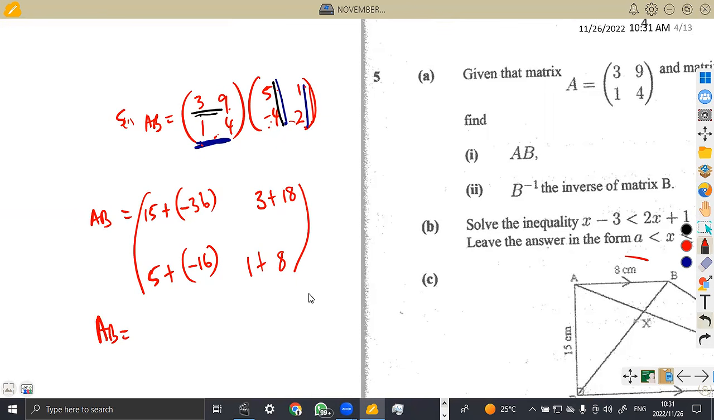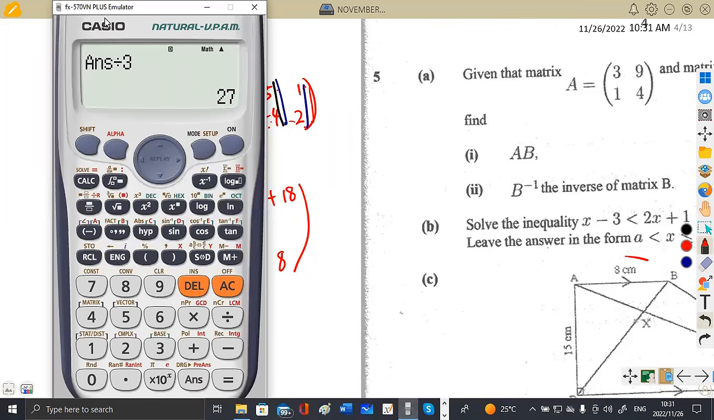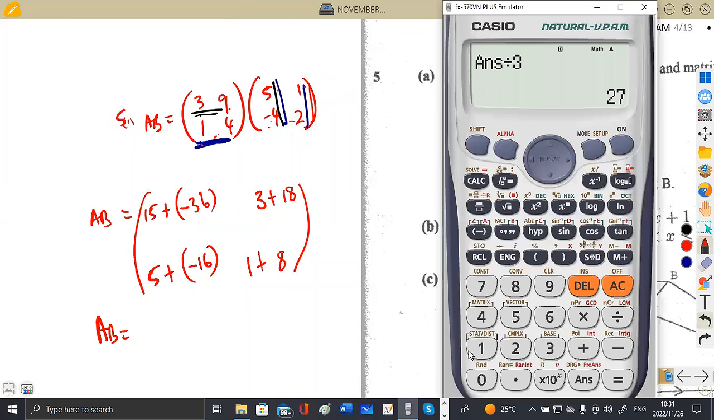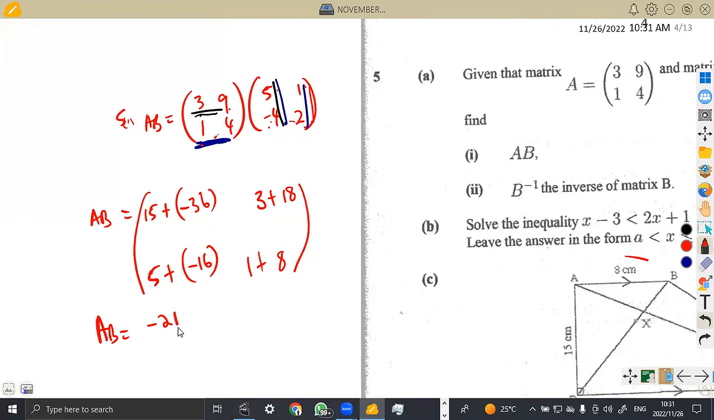You can collect like terms. 15 plus minus 36. Guys, this is paper 2. You can just use your calculator to simplify these values. 15 minus 36, which is -21. 3 plus 18, which is +21. 5 plus minus 16, that's something like -11. 1 plus 8, which is 9. So this was going to be your matrix AB. All right, so that was it.